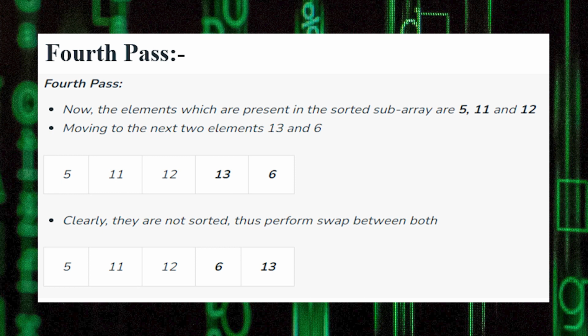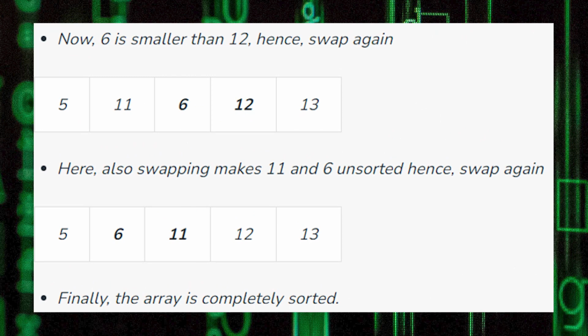Now here in step 4, the 6 is compared with 13, then swapping is to be done, then 6 is compared with 12, then again swapping is to be done. Then 6 is compared with 11. The element was in the last position. Now, after the first comparison, it moves towards the left side. Then again it is compared with 11. Then 6 is smaller than 11, so the swapping is to be done.